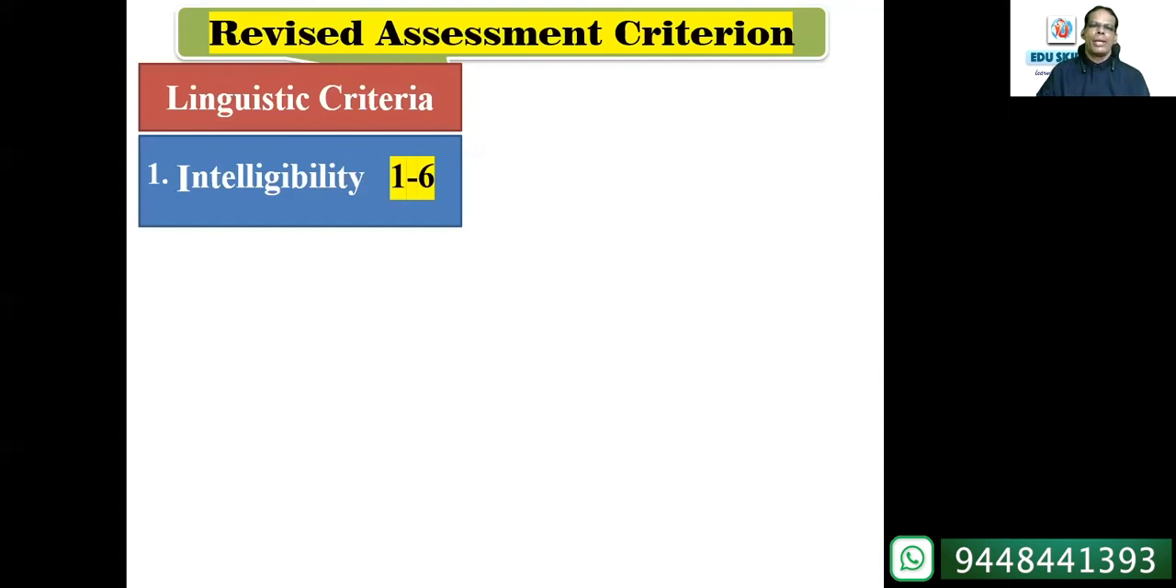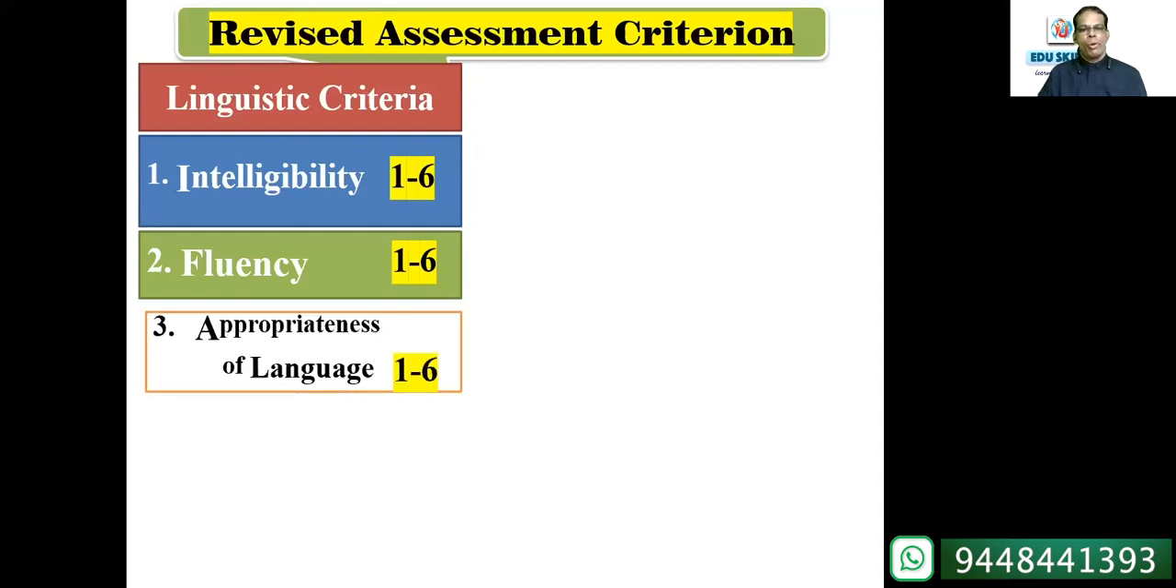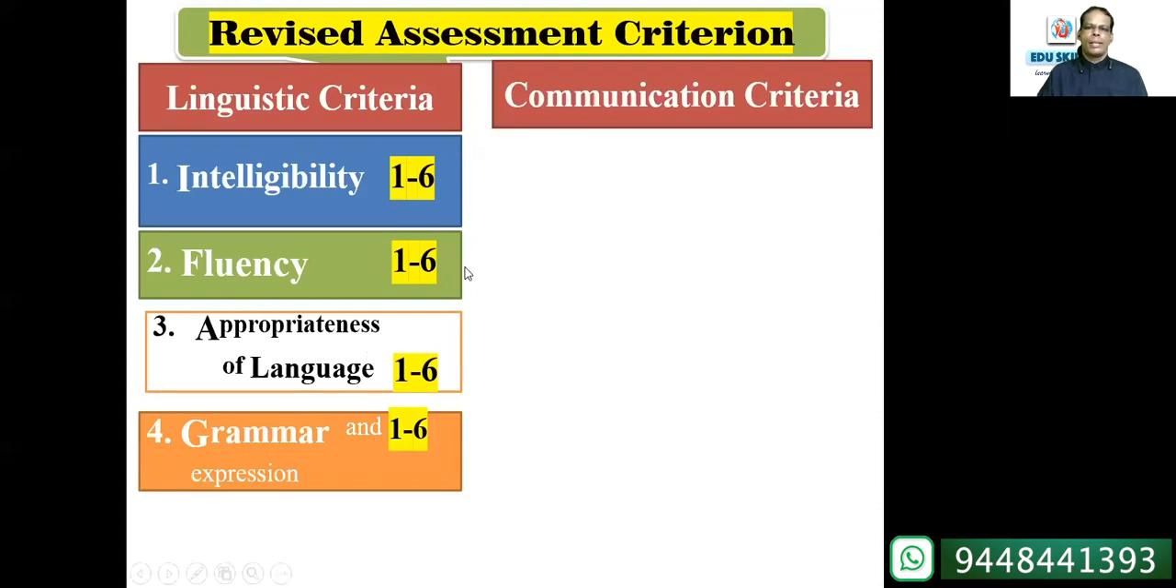The first part is linguistic criteria. Intelligibility, we will deal with it later. Intelligibility will be scored 1 to 6 marks, so the least will be 1, otherwise it will be 6. Fluency will be marked from 1 to 6, appropriateness of language will be marked 1 to 6, and grammar and expression, your grammatical resources, will be marked from 1 to 6. So these are the aspects as I told you.